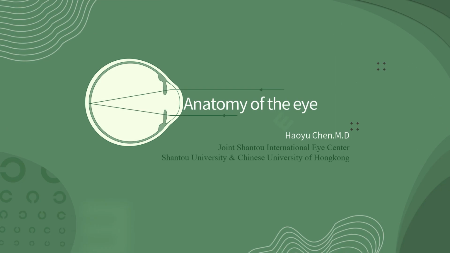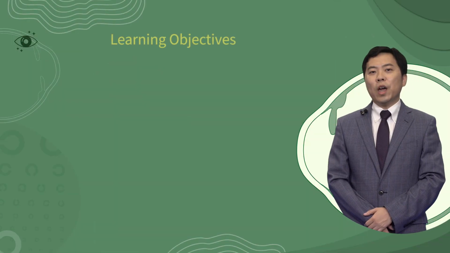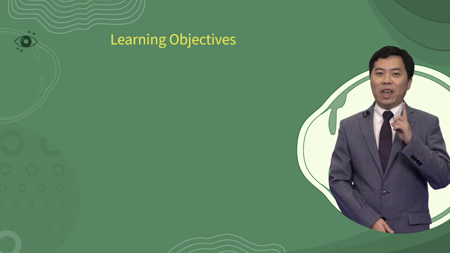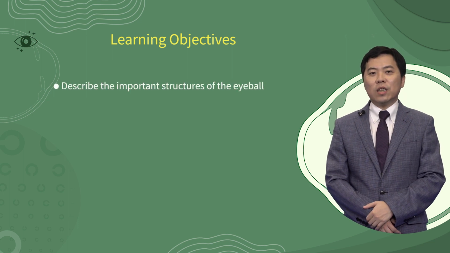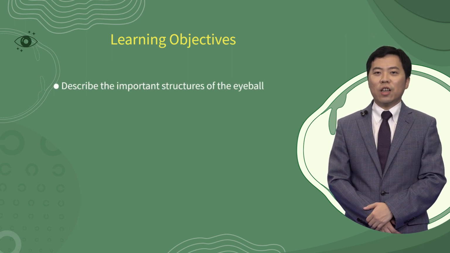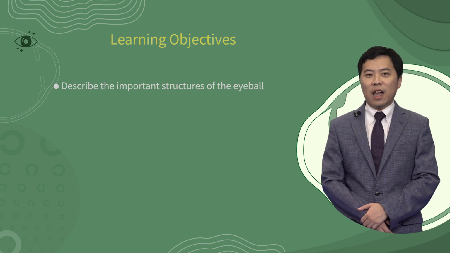Today's topic is anatomy of the eye. We have only one learning objective today. You are expected to describe the important structures of the eyeball after this class.